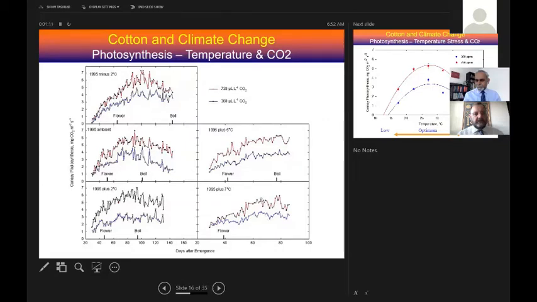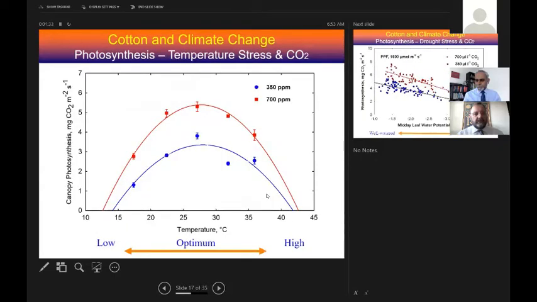The point I wanted to make is that across a wide range of temperature conditions for the whole growing season, plants grown at future CO2 levels are doing much better, producing greater photosynthesis across the whole growing season. We'll come back to the growth and development a little bit later. The temperature optima did not change much, but the minimum and maximum changed a little bit for plants grown under future CO2 conditions. The optimal temperature did not change that much.